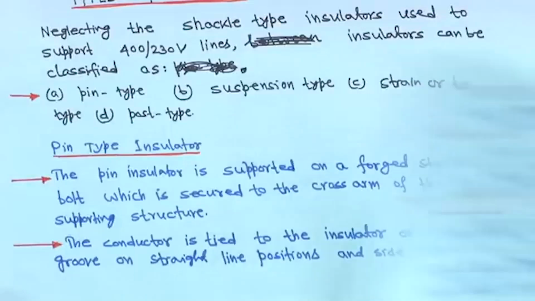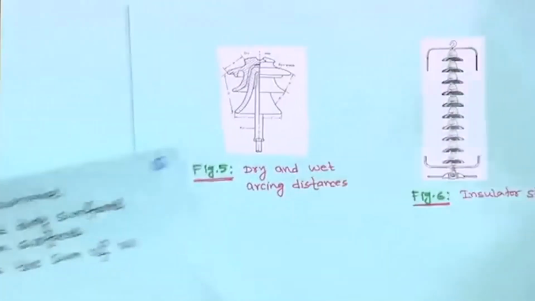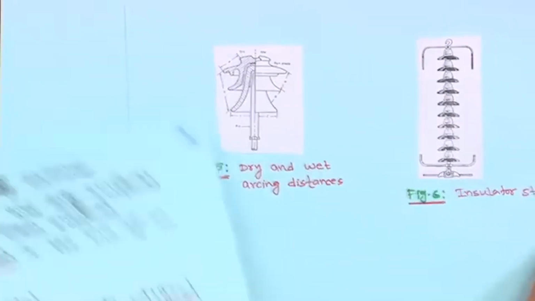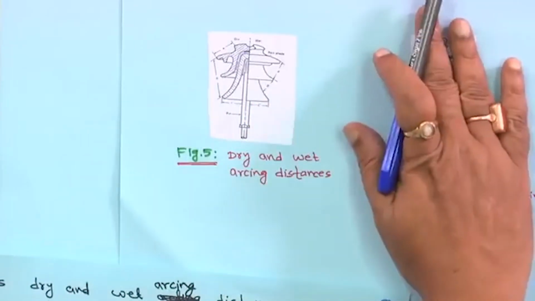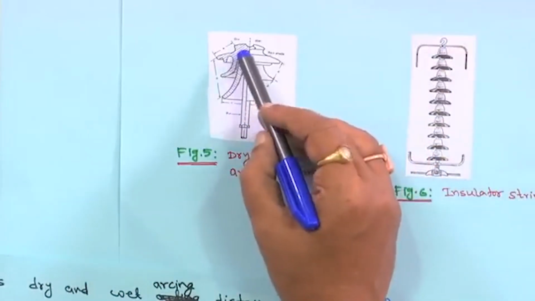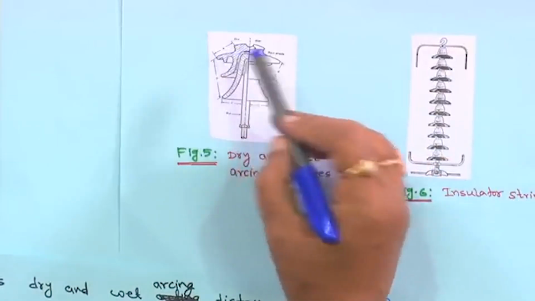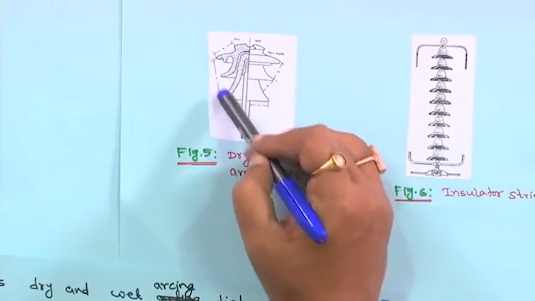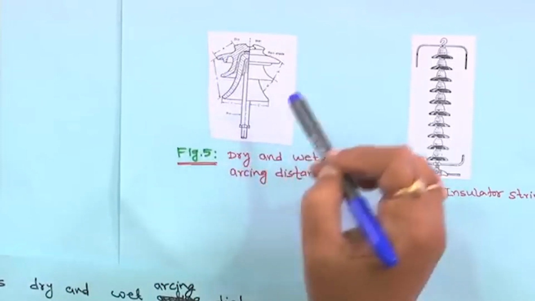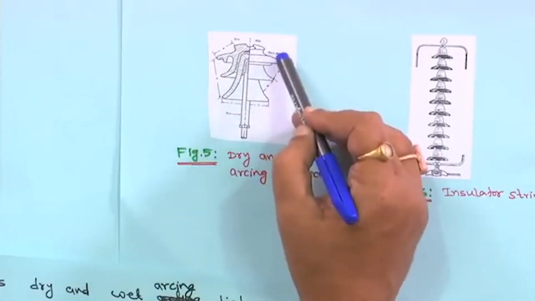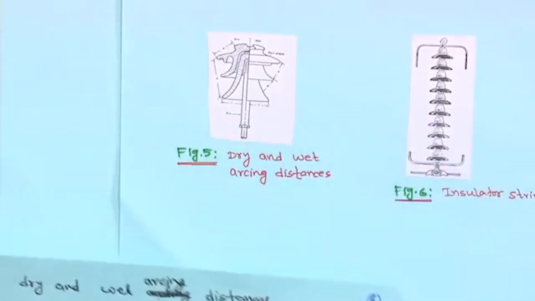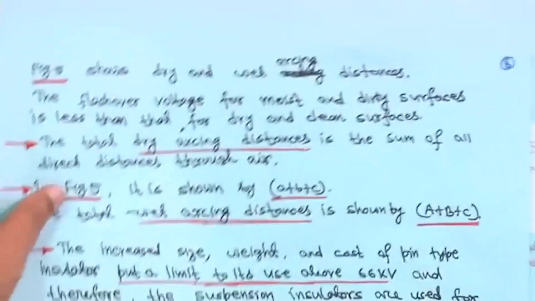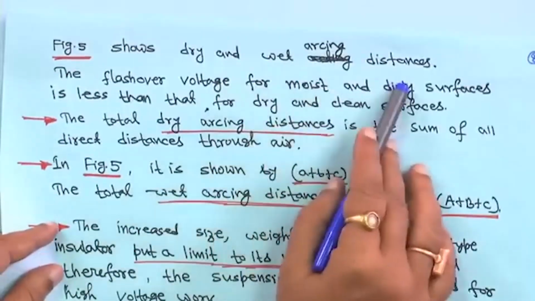Now, another thing for the pin type insulator is the dry and wet arcing distance. If you look at this side, this is dry, and this is your arcing distance, this is A, this is B and this is C. And this side is wet, this is the wet portion, this is A, B and C, the arcing distance. So figure 5 shows the dry and wet arcing distances.